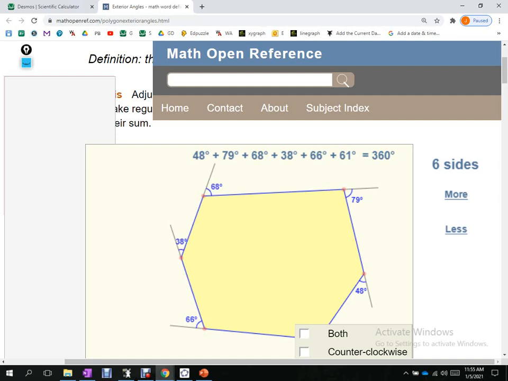Stays the same, right? So what that's showing me right now is that a hexagon, as long as the hexagon, the exterior angles with one exterior angle per vertex is going to add to 360. Okay?